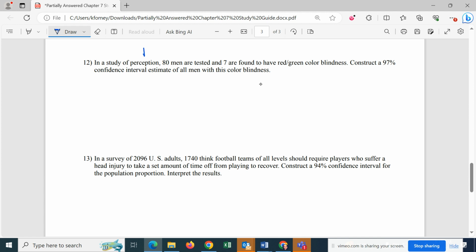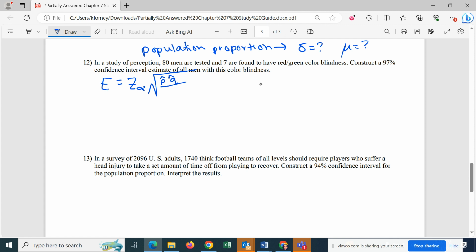So this one's going to be a population proportion because we do not know either of these. We do not know the standard deviation, and we do not know the mean. So what I do know is that we're going to have to first find our margin of error. Our formula for the margin of error is to find the z-score and multiply that by the square root of p, not p, divided by n.